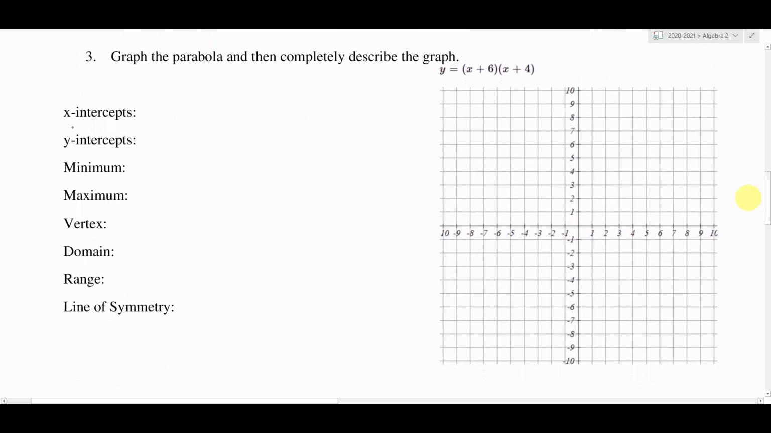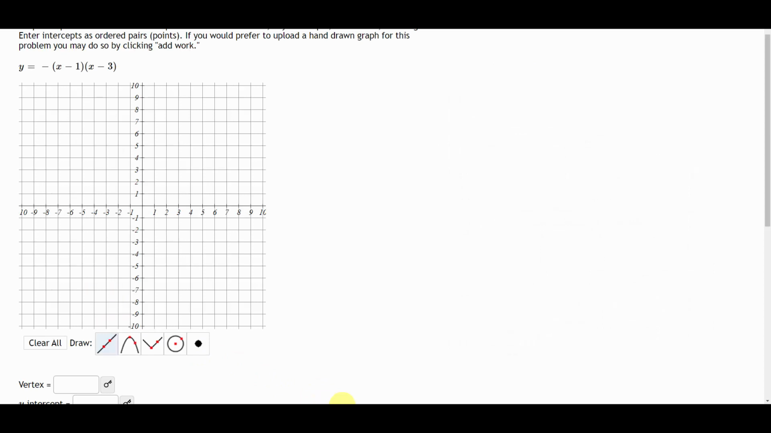All right, now with this one, we've seen this question on the first two quizzes. So this is where I give you a function, and you have to graph it on the graph over here and then tell me everything about that function. All right, so to demonstrate this problem, I'm going to pull it up in MyOpenMath so I can show you how the graphing tool works in MyOpenMath.